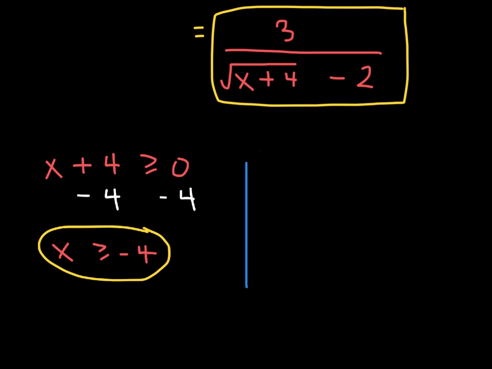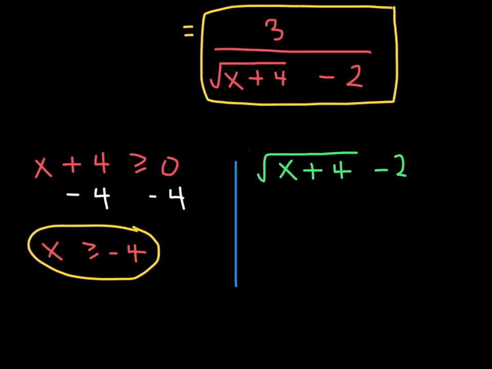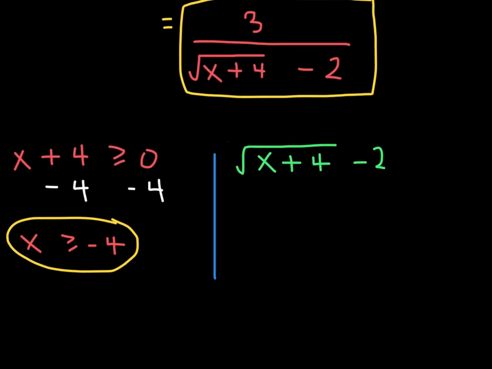All right, so in addition to that, we must also say that this entire denominator, the square root of x plus 4 minus 2, must not be what? Can you try to answer that question? The entire denominator, for any fraction, must not be equal to what? To 0. Very good. Because if the denominator turns out to be 0, then the whole function is undefined, right?